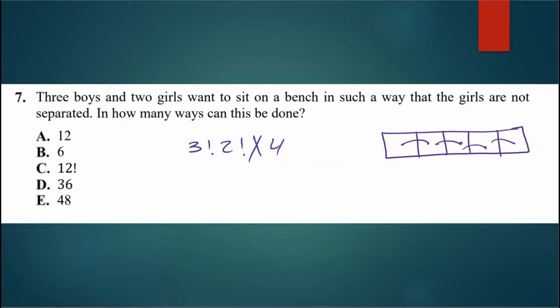In each position, they can sit in 2 ways, and the boys can sit in 3 factorial ways in the other 3 chairs. So it will be 6 times 2 times 4. 6 times 2 is 12. 12 times 4 is 48. So number 7 is E.